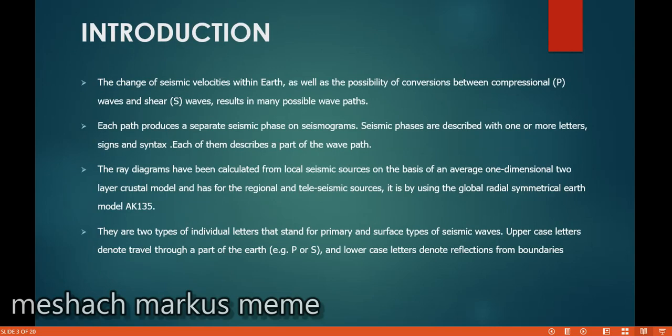So first, in our introduction, we made to understand that for every seismic velocity within the earth, there is a possibility of conversion between the S and the P waves, which I mentioned earlier. And there are two types of individual letters that stand for primary waves and surface waves of the seismic phases. Uppercase letters denote travel through a part of the earth, e.g. P or S, and lowercase letters denote reflection from boundaries.